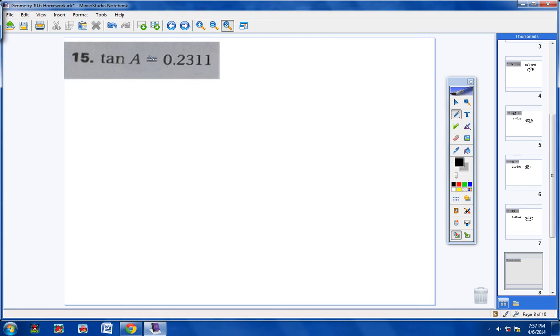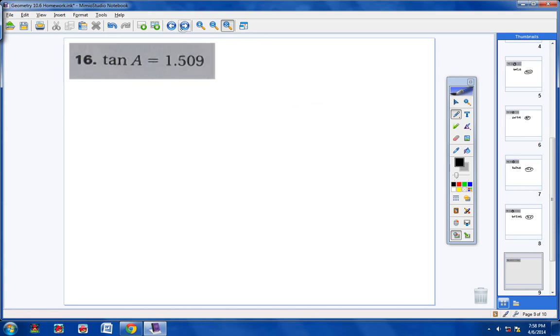Okay, number 15 is a trig equation. We're missing an angle, so we're going to hit second tangent and then type in 0.2311. So second tangent 0.2311, and you will get 13.01260894, which, if you're rounding to one decimal place, 13.01 rounds to 13.0 degrees.